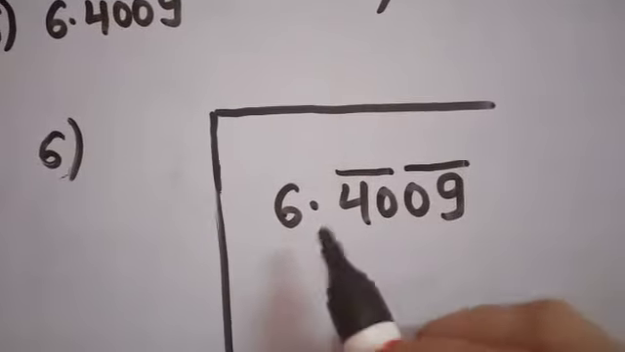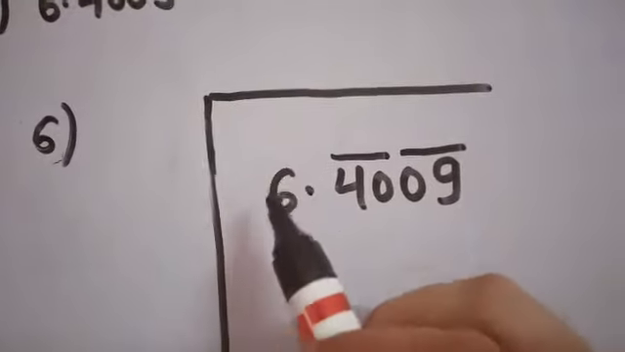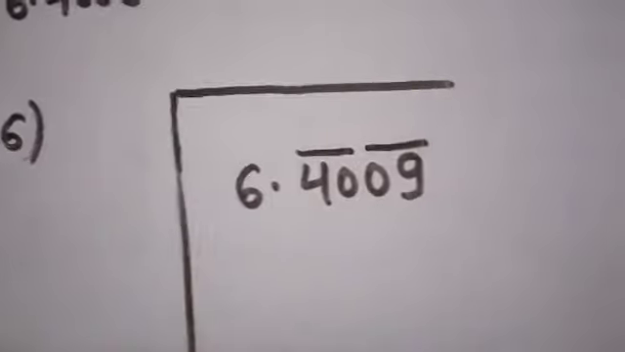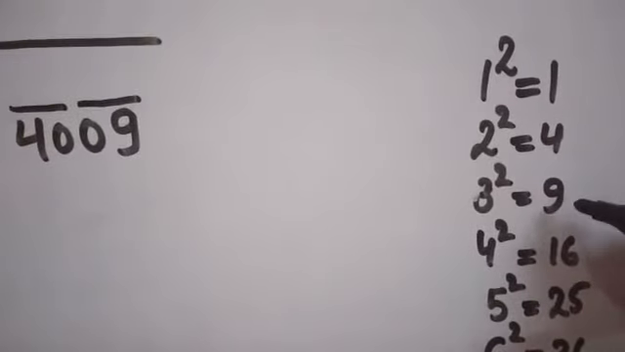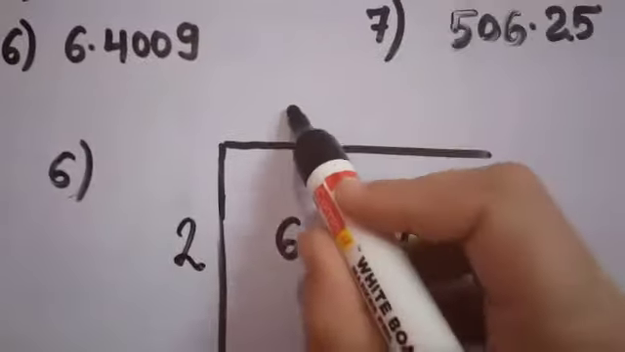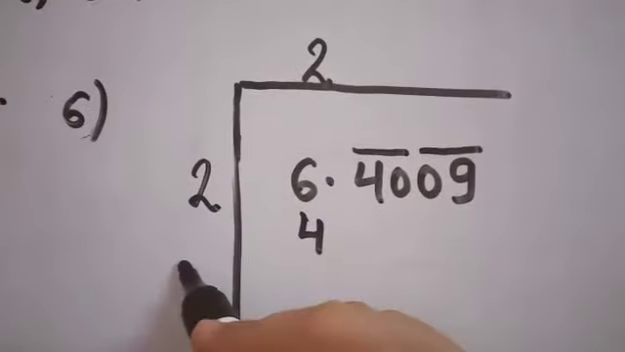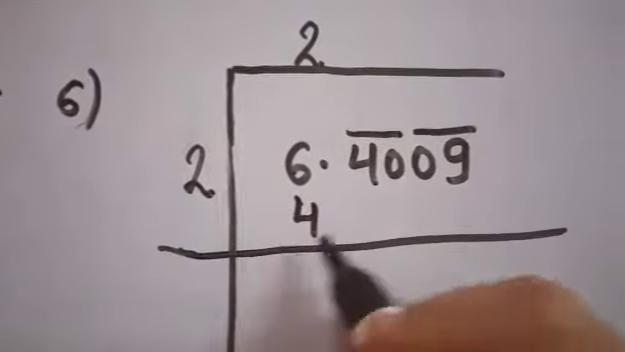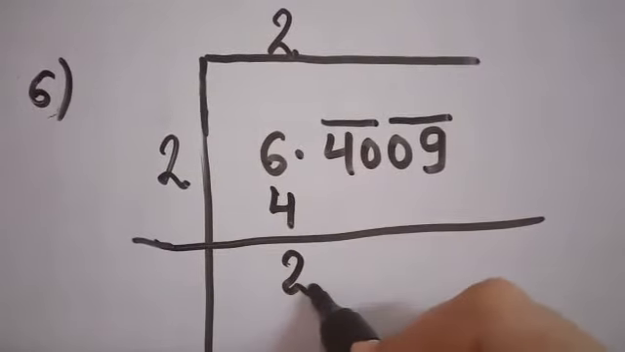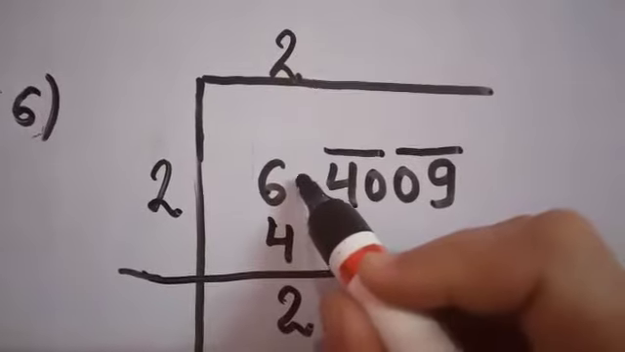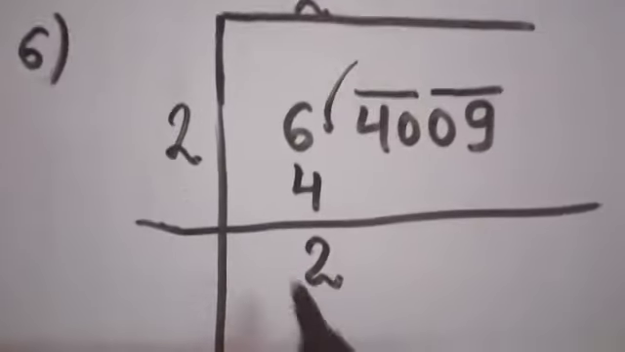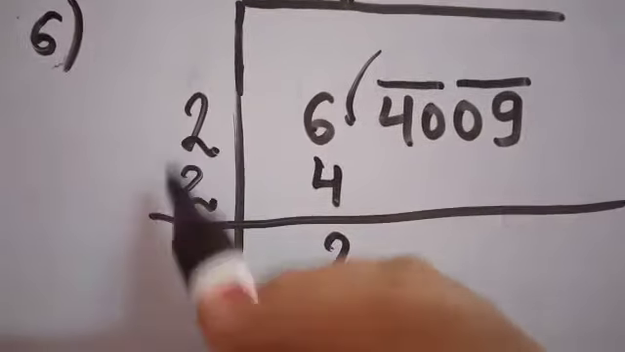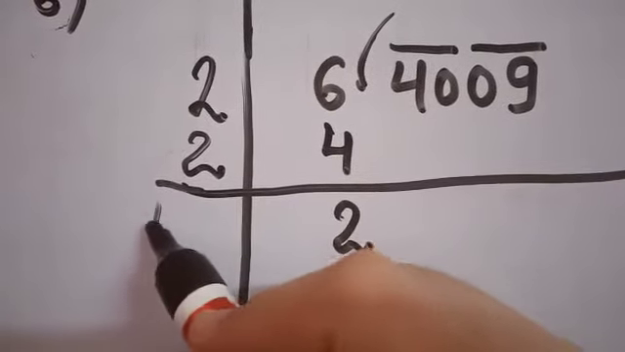There are two pairs. Now we have to choose a perfect square number which is equal or less than 6. There are some perfect square numbers: 1 square 1, 2 square 4, 3 square 9. 3 square 9 is greater than 6, so we will take 2 square 4. 2 square 4 means 2 into 2, 4. Now subtract these, we get 2, and then cancel point from here and put point here. Now write the same number here and add them, then we get 4.